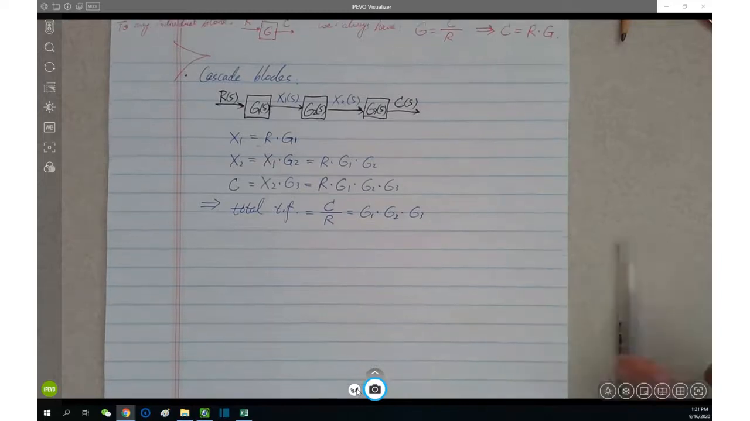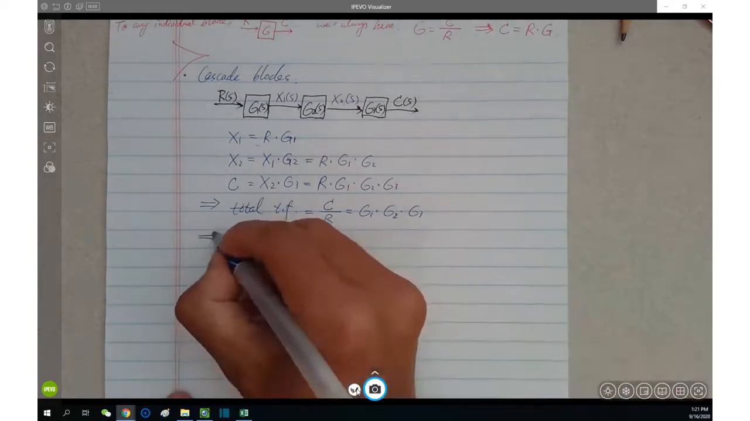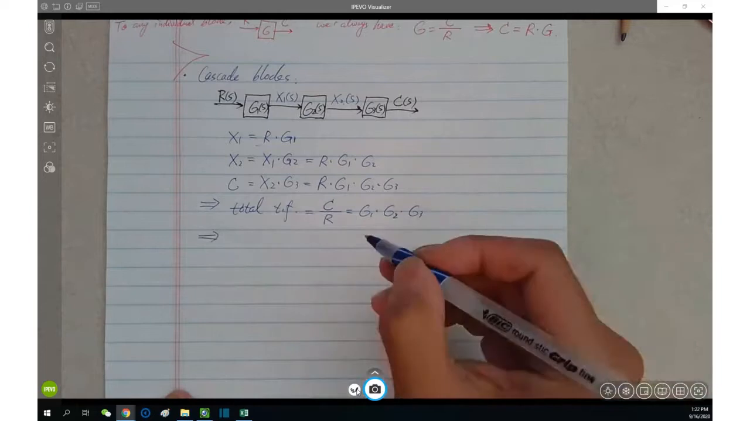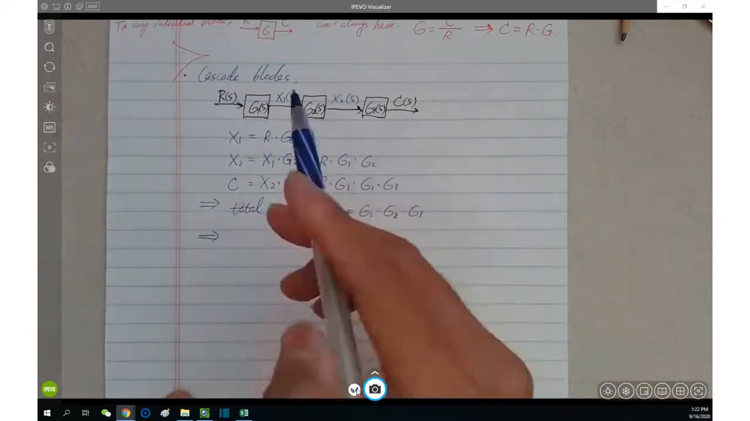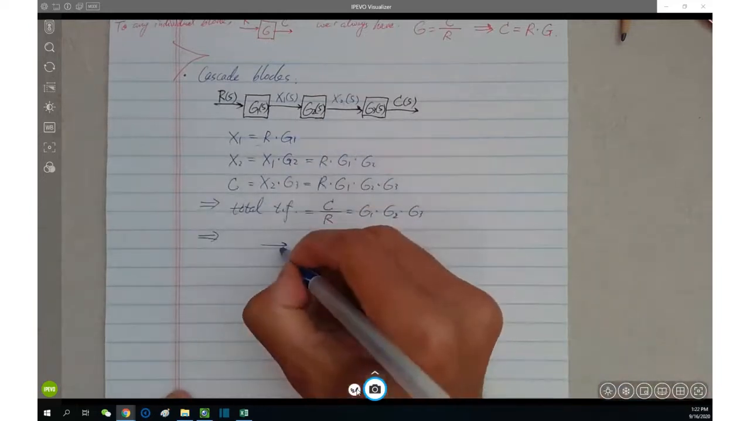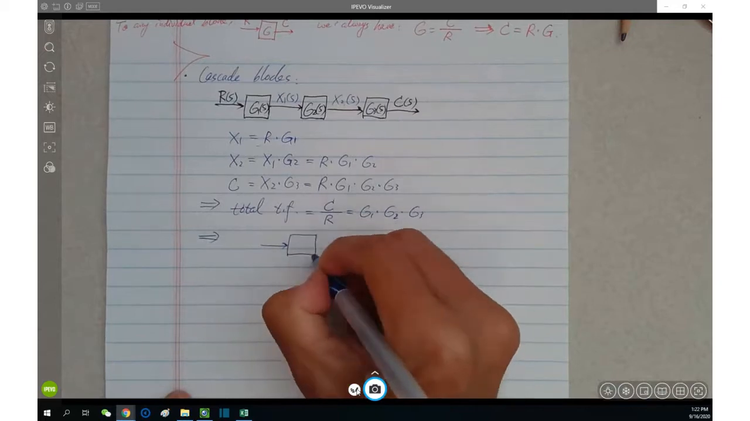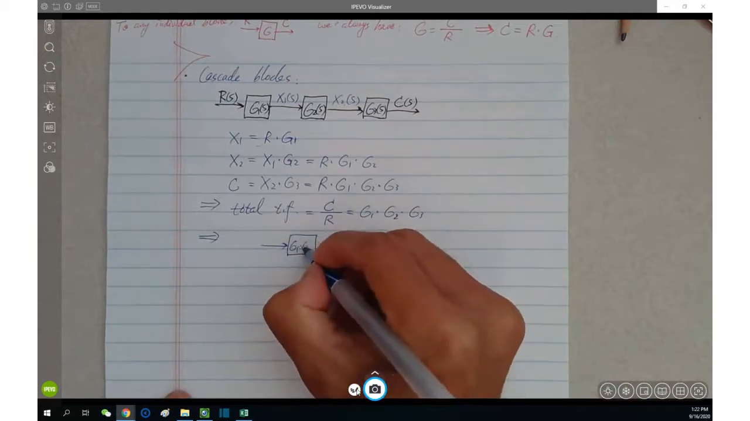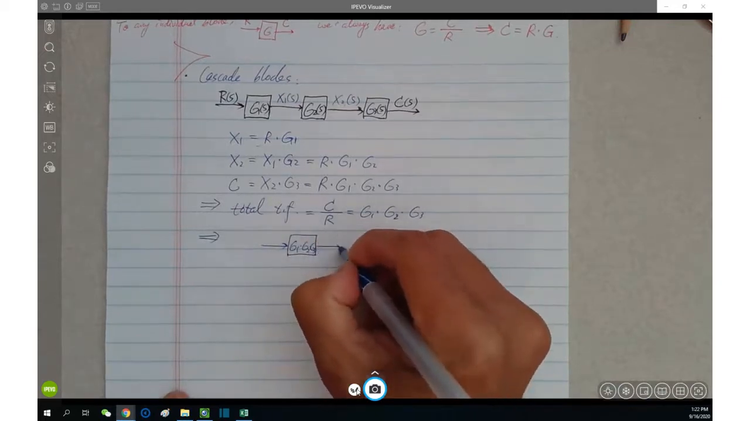All right, this is the cascade. And of course, we can also say the above system in black cascade is just equivalent to what? Just equivalent to G1 times G2 times G3, and here we have R and C.